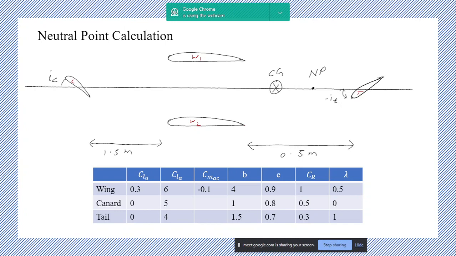Okay. And they've also given you some of the aerodynamic and geometric parameters. So the wing has CL naught of 0.3, CL alpha of 6, Cmac, Cm at the AC as minus 0.1. What will the Cmac of these two be? Canard and tail?